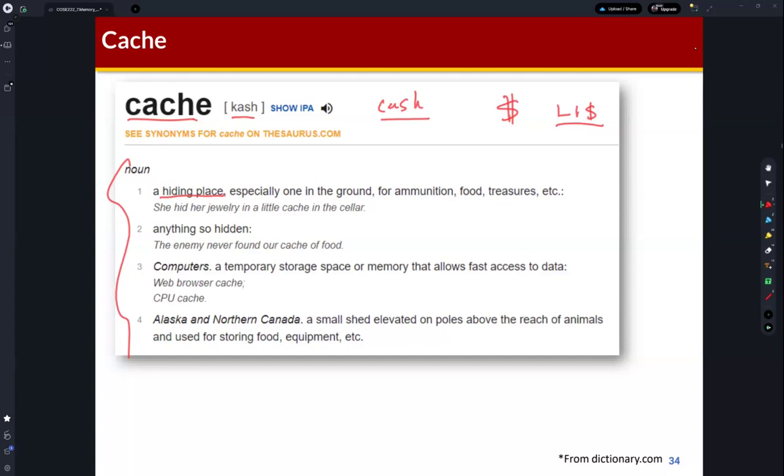But as computer science students, you need to understand the definition of cache in the computer system. So what's the definition? As you can see, a cache represents a temporary storage space or memory. It's a temporary space, and the data is temporarily stored in the cache. For what? This is the purpose of a cache: it allows fast access to data.